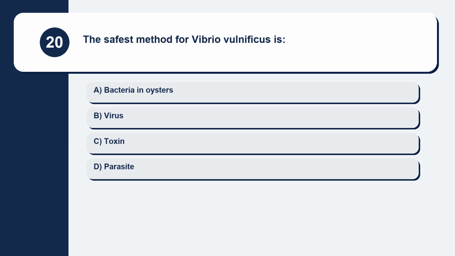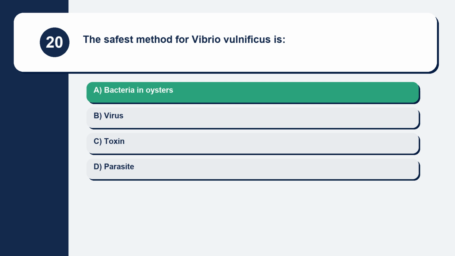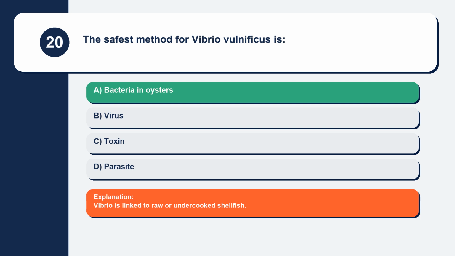Question 20. The safest method for Vibrio vulnificus is: bacteria in oysters, virus, toxin, parasite. Vibrio is linked to raw or undercooked shellfish.